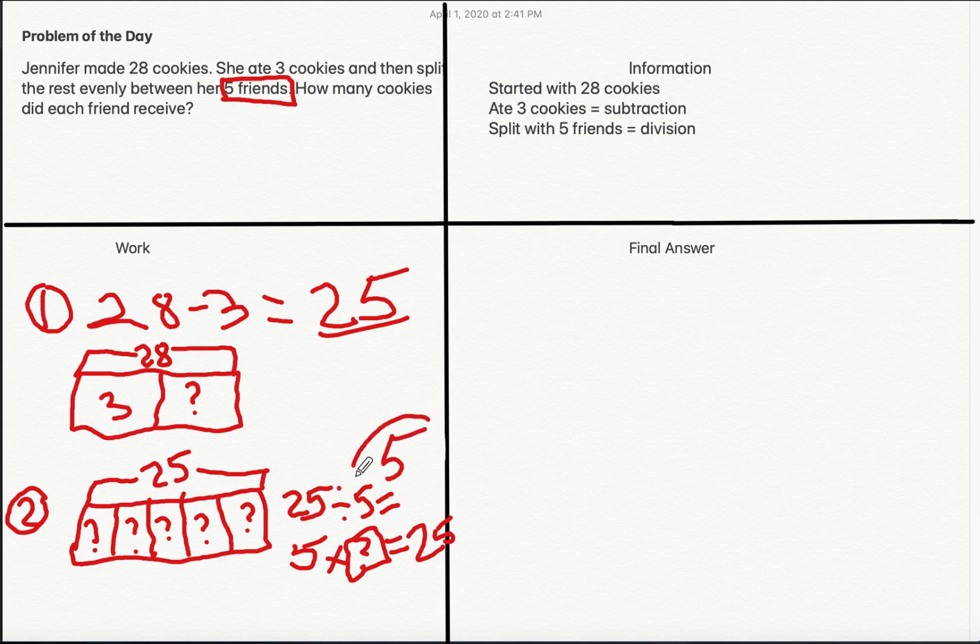5. Because 25 divided by 5 equals 5, because 5 times 5 equals 25. So how many cookies did each friend receive? 5, right? So let's put that in my sentence. Each friend received 5 cookies. There you go. That's simple. Beautiful sentence. So we had to do subtraction and then division.